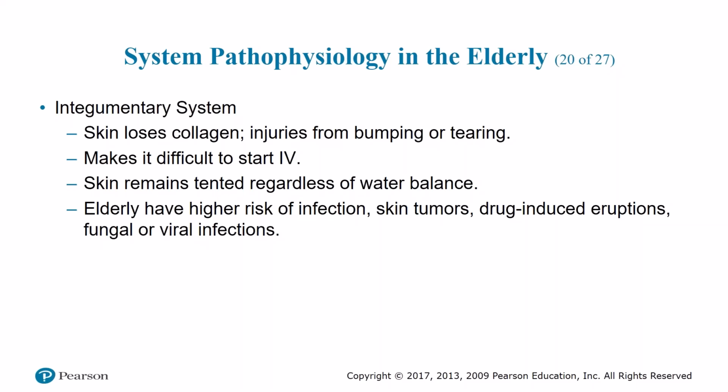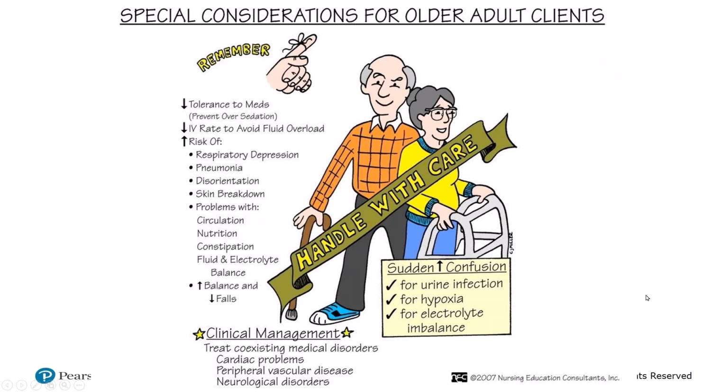These patients, again, have loss of dermal tissue and subcutaneous tissue, so starting an IV is very difficult sometimes. The skin remains tented regardless of the overall water balance, and because of this overall skin breakdown, which is our first line of defense against bacteria and viruses, we see a high risk of infection, skin tumors, all that stuff that goes along with that poor integumentary system.